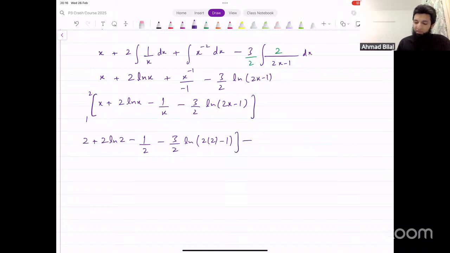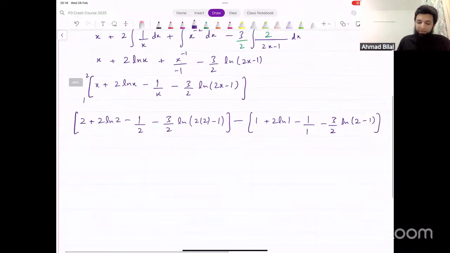Subtract from this the case when you input x equal to 1, and that will give you 1 plus 2 ln 1 minus 1 over 1 minus 3 over 2 times ln of 2 into 1 minus 1.